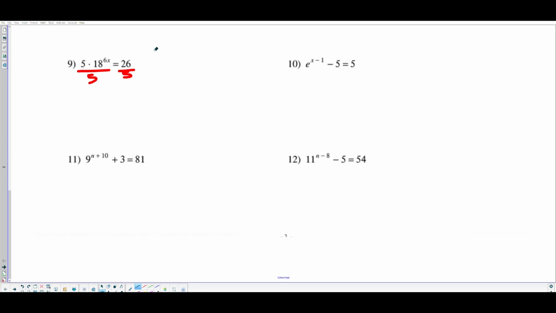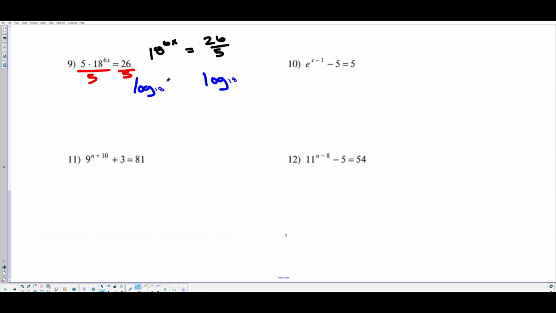This is going to be 18 to the 6x power is going to equal 26 over 5. Okay, and then I'm going to go ahead and do log of both sides. What log do you think I'm going to do? You can take a guess or think about it. Log base 18. That's what I'm going to do because the x is with the exponential 18.